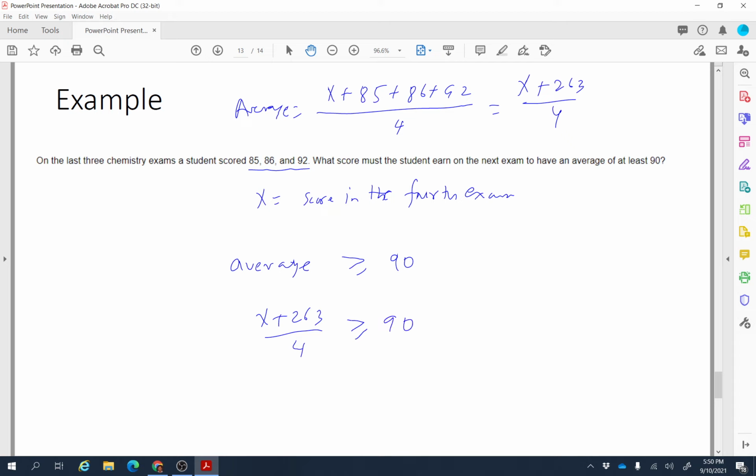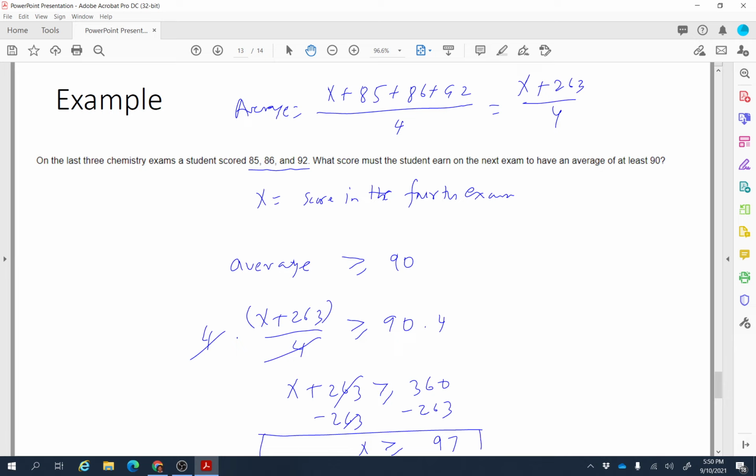So we want to solve for X. For that, first of all, we can just multiply both sides by 4. So that is X + 263 is greater than or equal to 90 times 4, which is 360. Now just subtract 263. And that is X should be greater than or equal to 97. So if the student has a score greater than or equal to 97 in the fourth exam, then the average score should be at least 90.